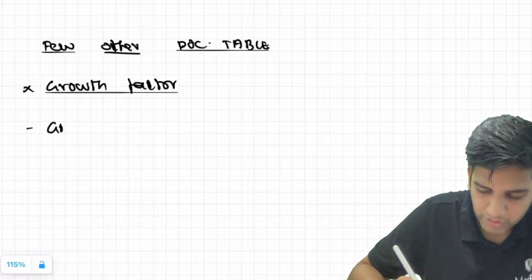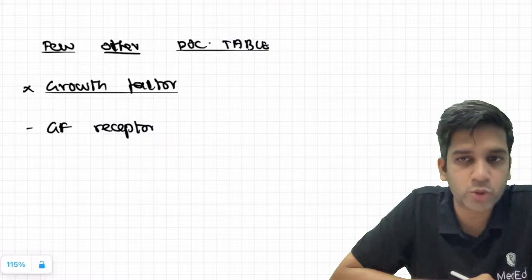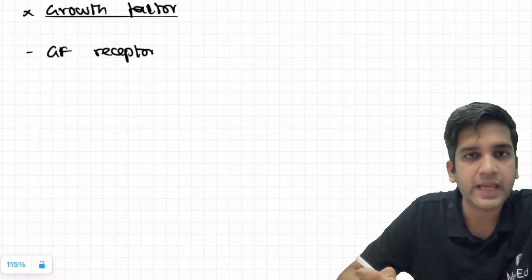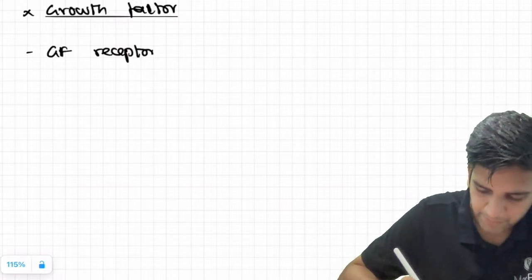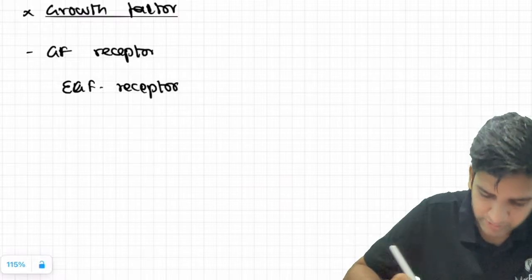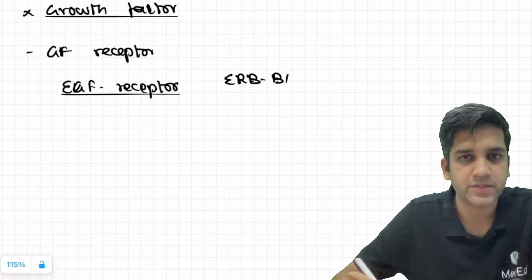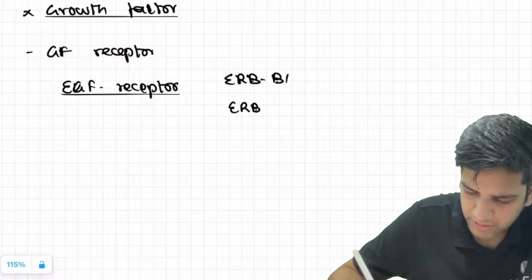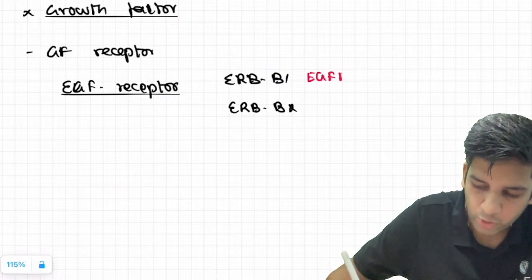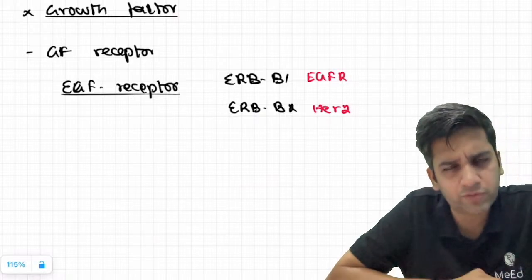When you look at the second part, you'll have growth factor receptors. I do want you to know a few important growth factor receptors, right? You have something called the EGF receptor family, epidermal growth factor receptor family. In the EGF receptor family, I have ERBB1 and ERBB2. ERBB1's other name is actually well known, EGFR, and ERBB2 is HER2. Both are a must. You have to know both of them.